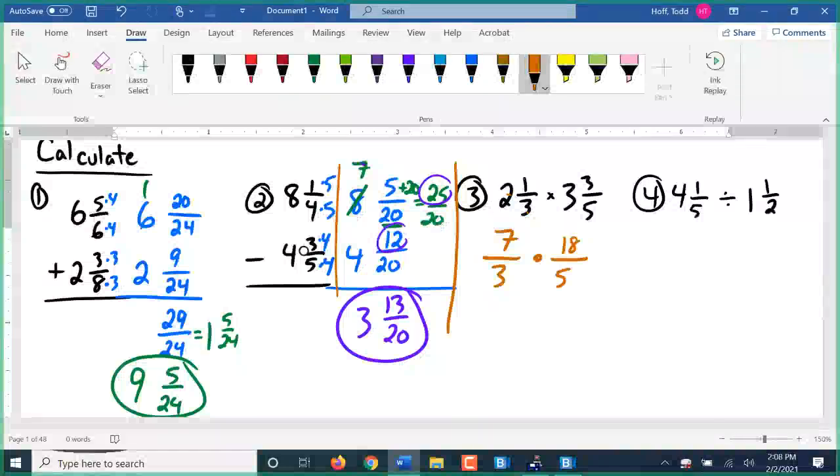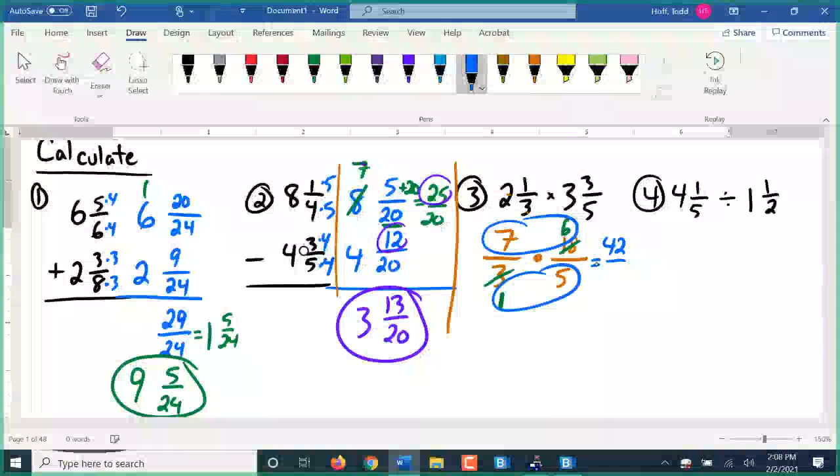Now, just like any other fraction multiplication, we can cross-cancel here. 3 and 18 can both divide by 3. 3 divided by 3 is 1, and 18 divided by 3 is 6. And now we just multiply straight across. 6 times 7 is 42, and 1 times 5 is 5.